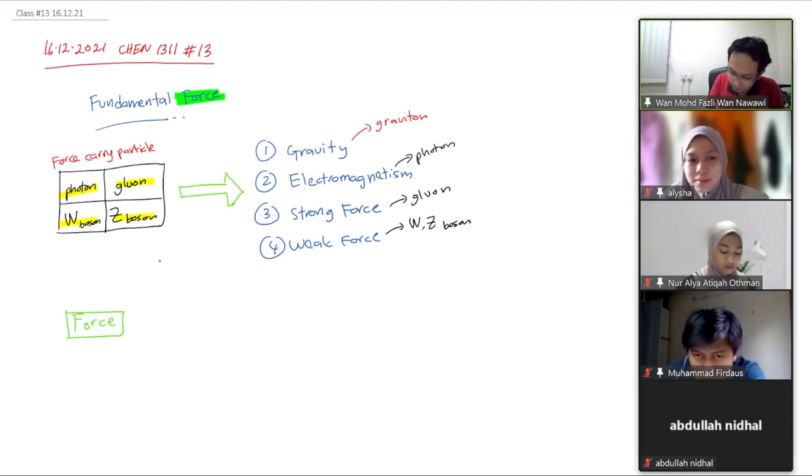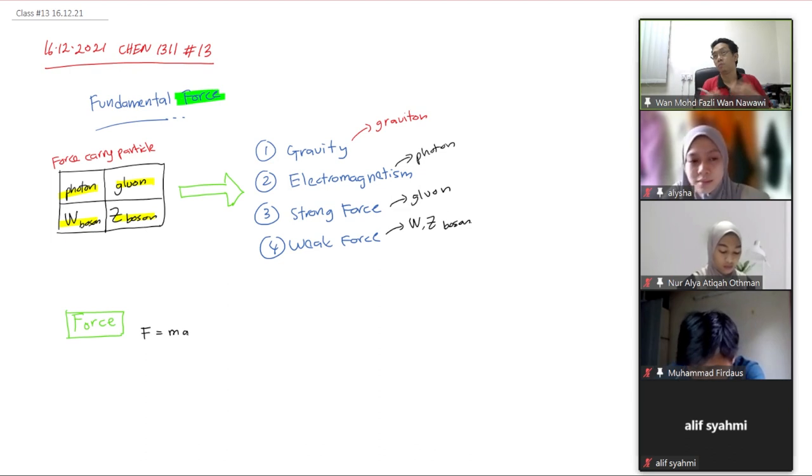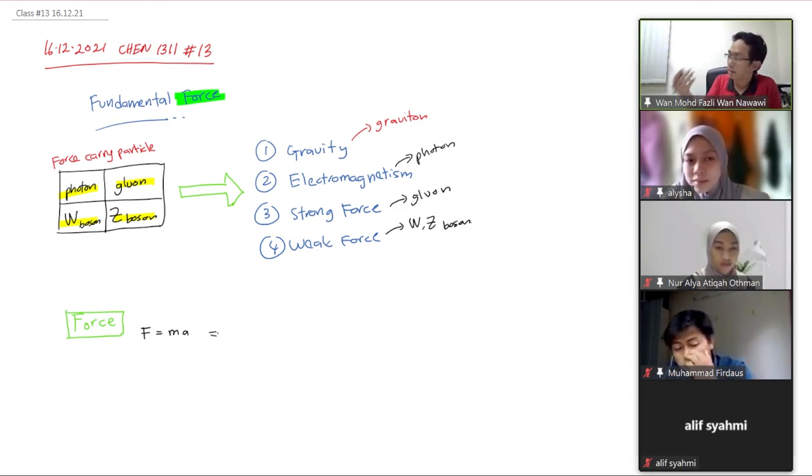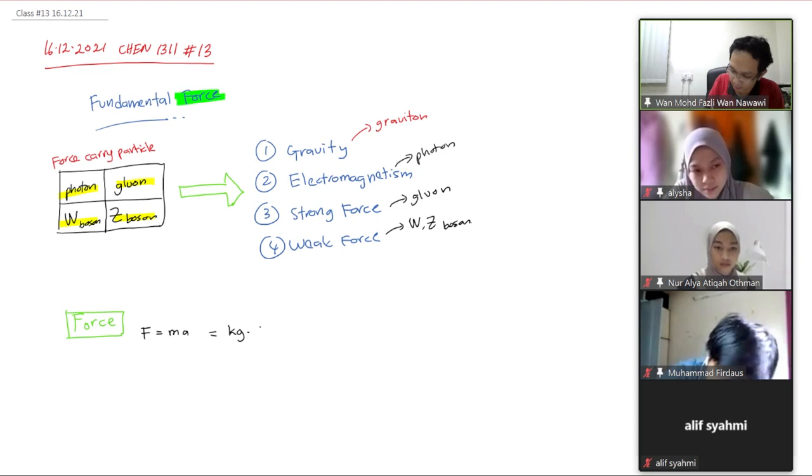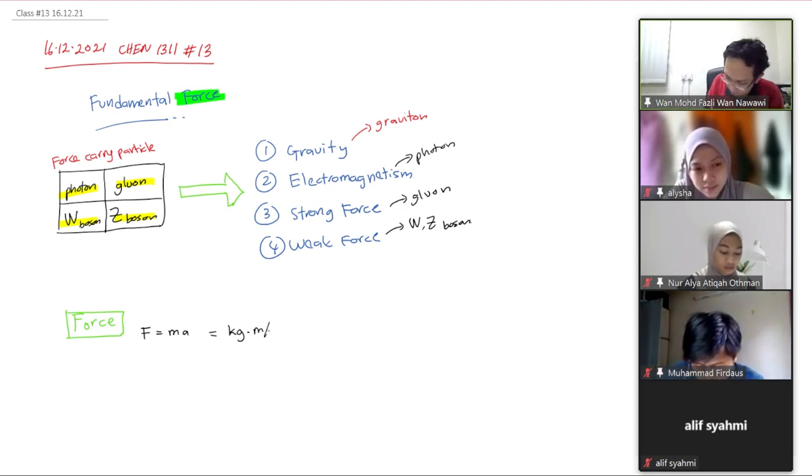So you have seen before, I believe in your physics class, that F equals ma, right? The force equals mass times the acceleration. And the mass, we know the SI unit for mass is kg. And then the acceleration is meter per second squared, m/s squared. So that is basically the force.